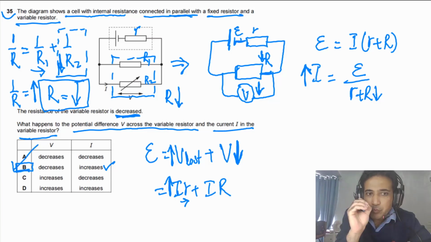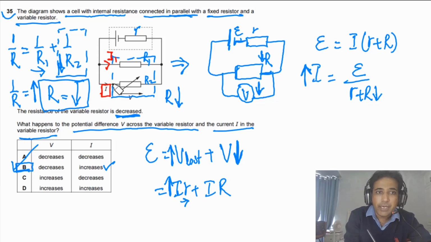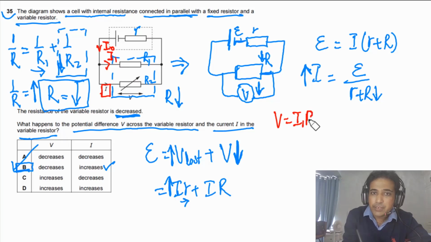Let's try to understand a little bit more, especially about current. Why does current increase, meaning why does this current I increase? In order to answer this, let's say the current passing through this one is I1, this current is I, and the total current, this one, is I0. Now we have already discussed V decreases. So the V across this one decreases. So we can say V is equal to I1 times R. R is fixed, V decreases. It means I1 decreases. Means current passing through this resistor decreases.